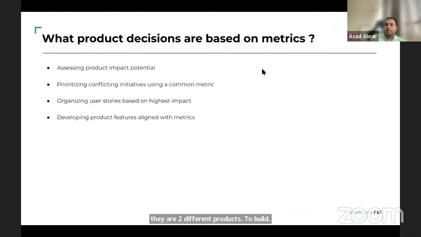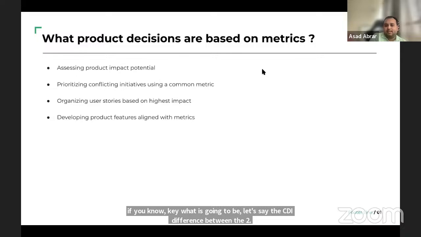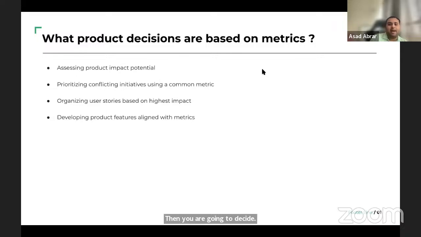Okay, should I build this ad algorithm change, or should I improve, let's say, the creative of the ad? So let's say there are two options for Amazon here. Should I change the algorithm or should I use AI to improve the creative of the ad? Between these two things, which one should I be doing? If you know the CTR difference between the two, then you are going to decide based on that, which is from an impact perspective. While there are other considerations as well, such as effort and confidence, that is very important.